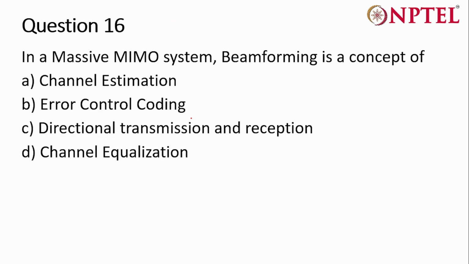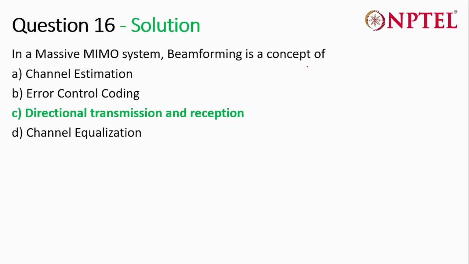Okay. In a massive MIMO system, beamforming is a concept of dash. Is it a concept of channel estimation, error control coding, directional transmission and reception, or channel equalization? So why do we use beamforming? Directional transmission. So we use beamforming for directional transmission and reception.